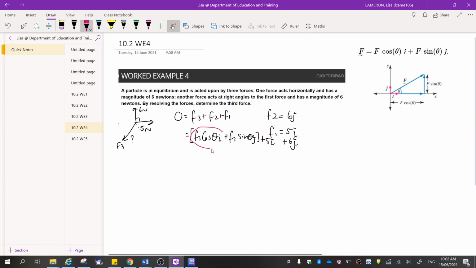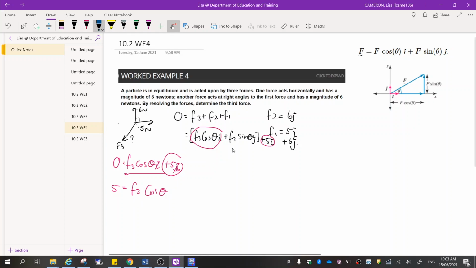I'm going to grab this component with the i and this component with the i, and I'm going to go over here and solve that component. Well, that should be an i. Okay, so now I'm going to take this to the other side, and I'm going to start ignoring the i's because I'm only working in i components here. So 5 is equal to F3 cos theta.